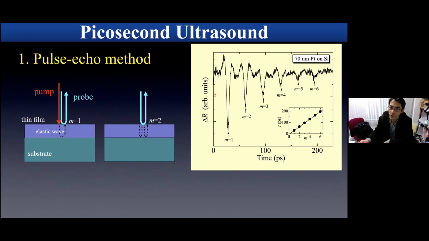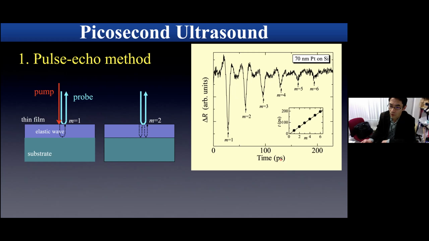This is the actual measurement result. This shows the pulse echo signal for a platinum thin film deposited on a silicon substrate. The thickness of the platinum is only 70 nanometers. It's very thin, but you see clearly the pulse echoes.